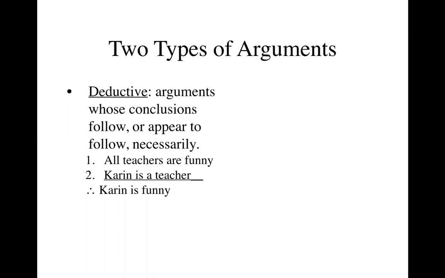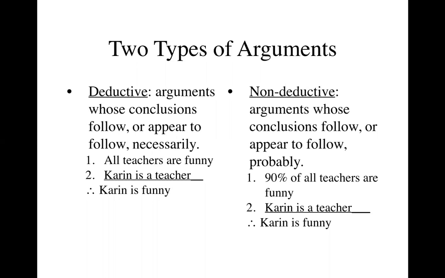The other type of argument are non-deductive arguments. And these are arguments whose conclusions follow, or appear to follow, probably. So they don't claim that their conclusions necessarily follow, they just probably follow. So an example would be, 90% of all teachers are funny. Karen is a teacher, therefore Karen is funny.